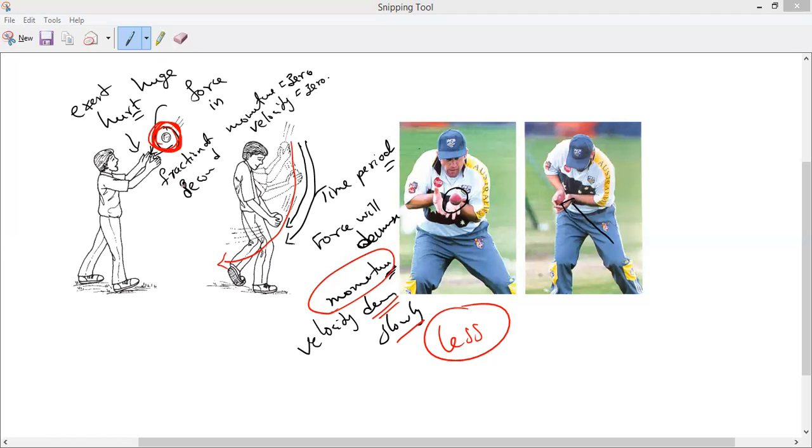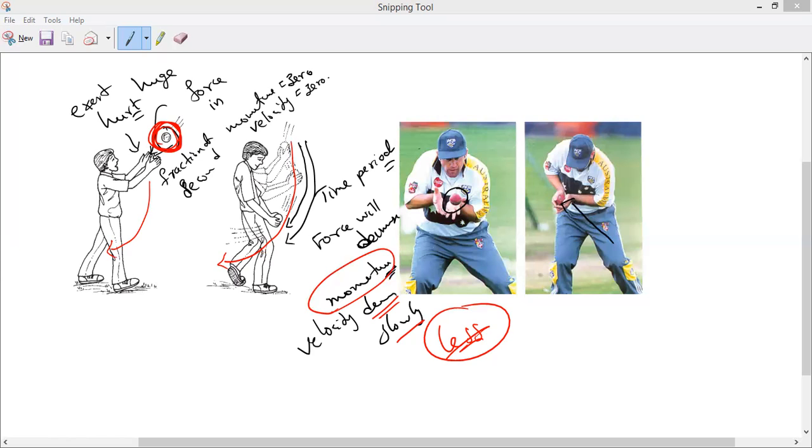So while you are catching the ball, automatically our hands will go backward. Is it yes or no? Yes, that is why. Because to reduce the force, understand, if not, it will exert a large force, so that it will hurt our hands. That is what you have to remember.